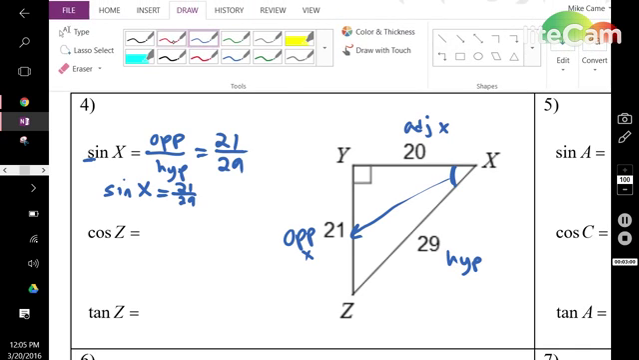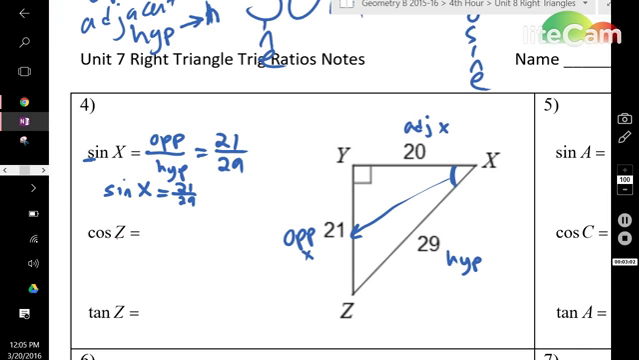Let's change gears here for the next one. It says cosine of z. Z is down here. Therefore, 20 is now opposite for z. Adjacent for z is going to be 21. See how that flipped for x, now over to z. Hypotenuse is still the same. No matter if I choose x or z, the hypotenuse doesn't move.